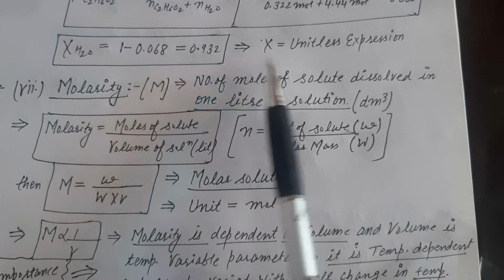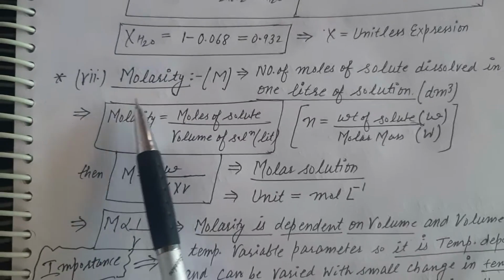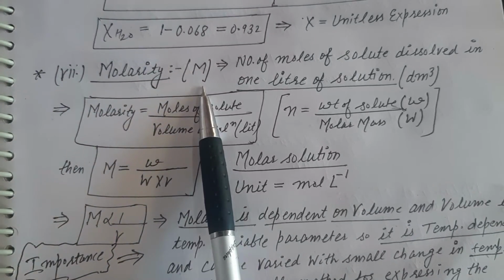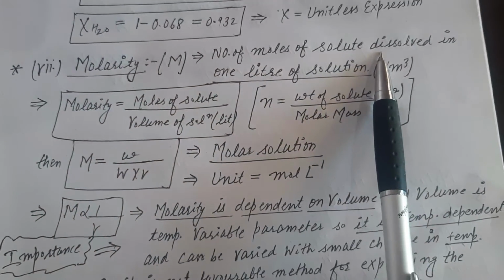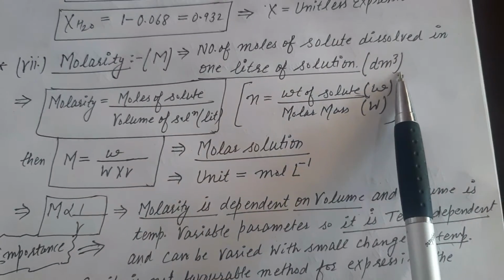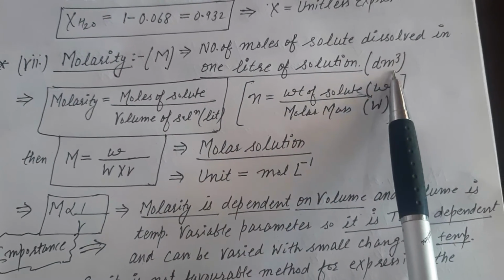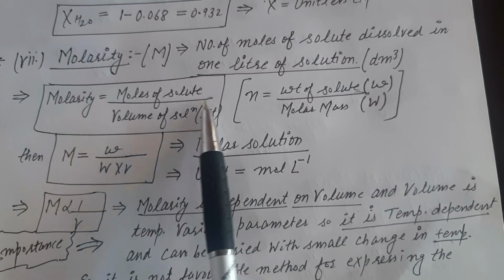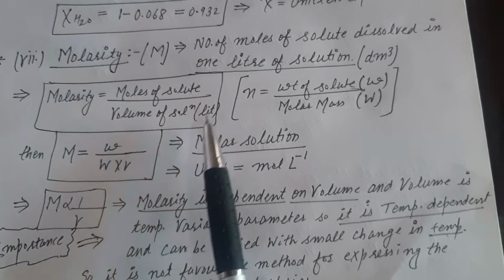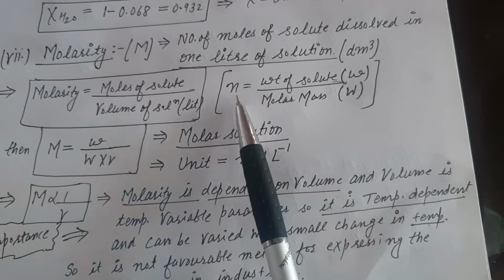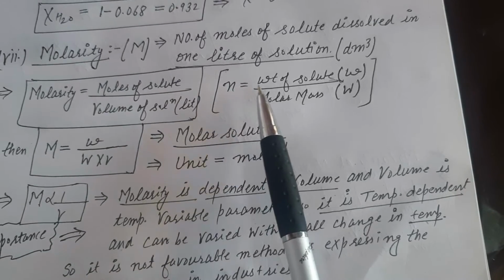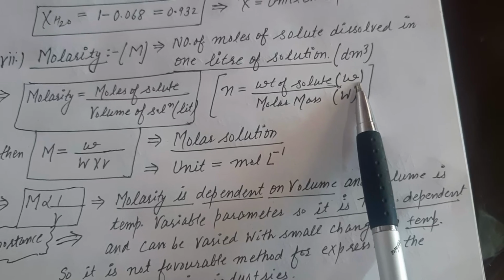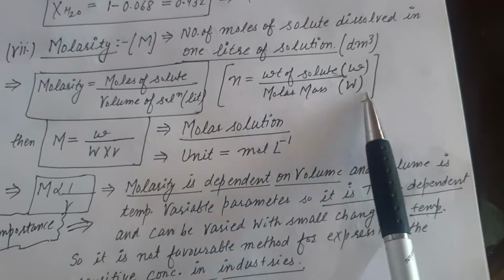Mole fraction of the second component, that is water. Next expression and important concentration term: molarity, denoted by capital M, is the number of moles of solute dissolved in 1 liter of solution, or we can say decimeter cube. Molarity is equal to moles of solute upon volume of solution in liter. Number of moles of solute can be calculated by the given formula: n is equal to weight of solute, small w, upon molar mass, capital W.